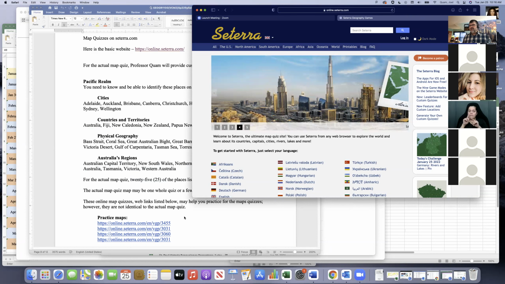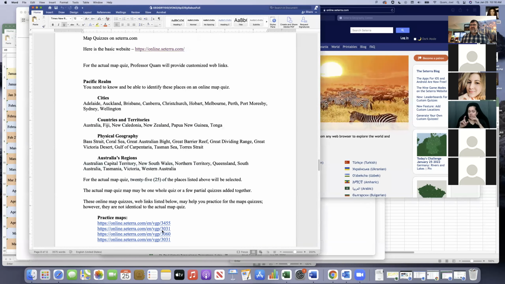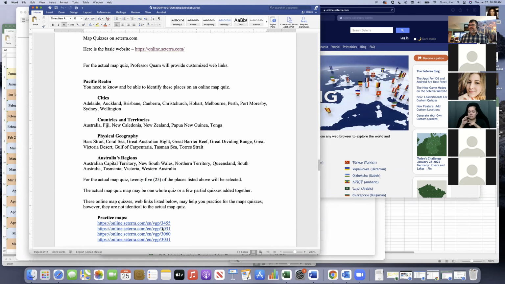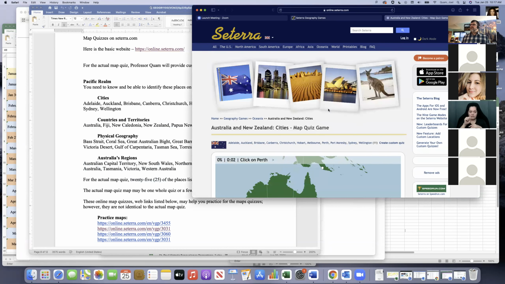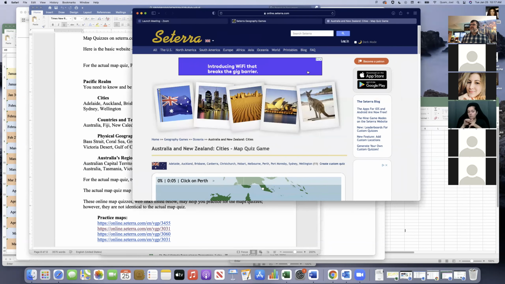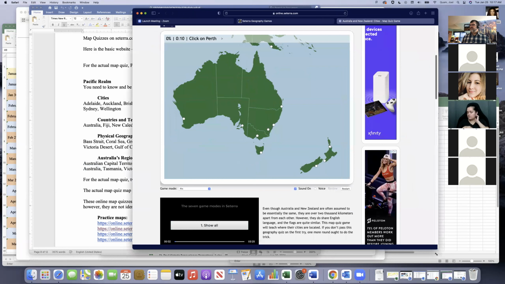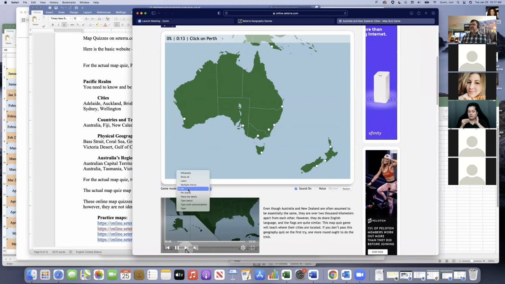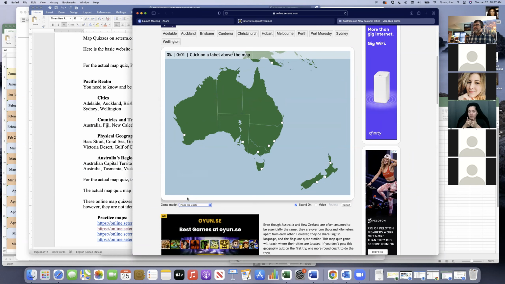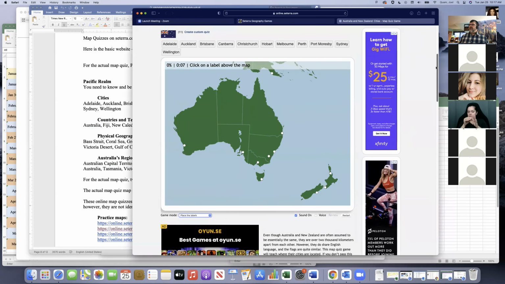Okay, on your syllabus, I've given you a few links to help you practice map quizzes that are already in the SETerra system. So for instance, here's Australia and New Zealand cities. And I'm choosing the game mode, place the labels. Your map quizzes will be in that mode, place the labels. So you see at the top here, we have different cities named. Okay, so we can try to figure out where they are.